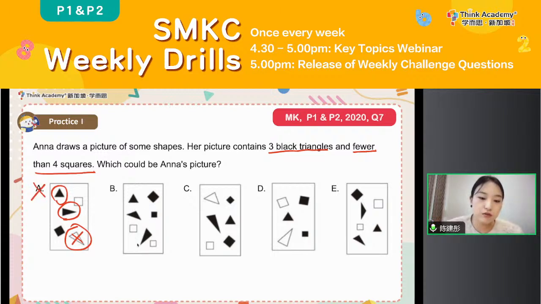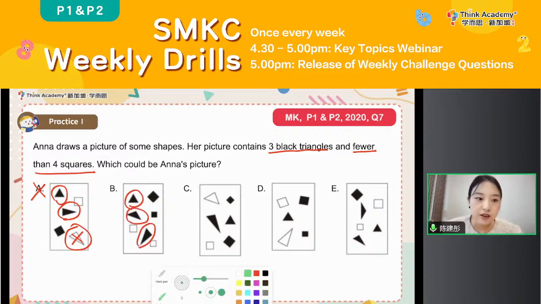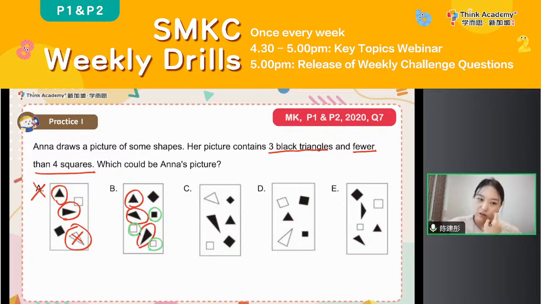1, 2, 3. 3 black triangles and fewer than 4 squares. So let's count. How many squares do we have? 1, 2, 3, 4. Okay, so is this our final answer? Yes or no? No, right?